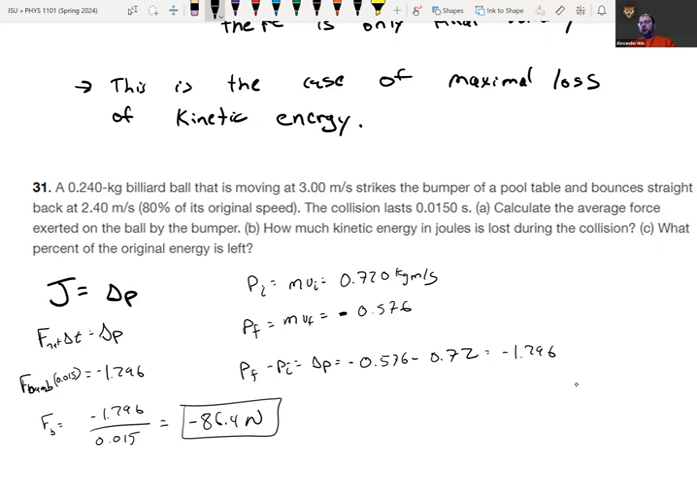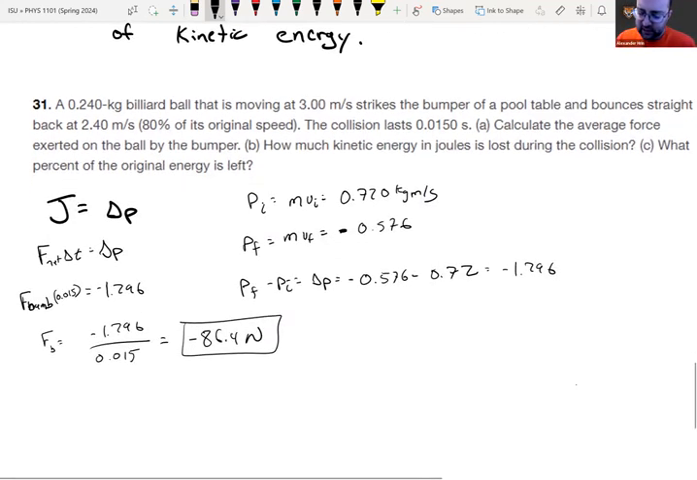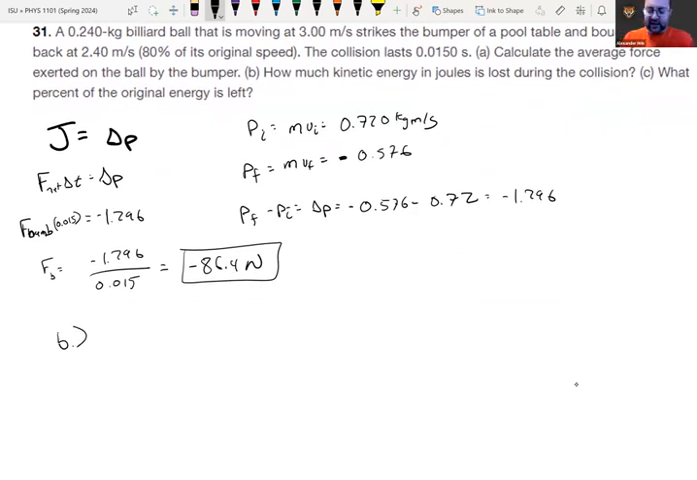So how much kinetic energy in joules is lost in the collision? This is more of an energy problem, but I did want to bring in some of the inelastic stuff. Our initial kinetic energy is 1/2 m v initial squared. So this is 1/2 times 0.24 times 3 squared, so 0.5 times 0.24 times 9, which is equal to 1.08 joules.